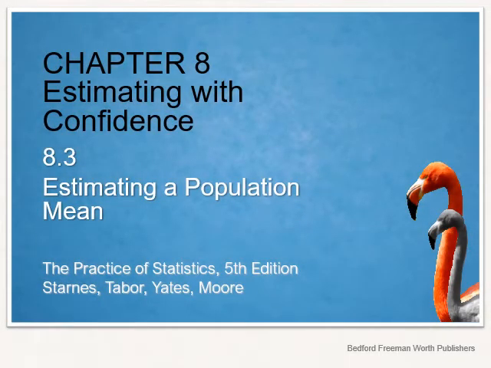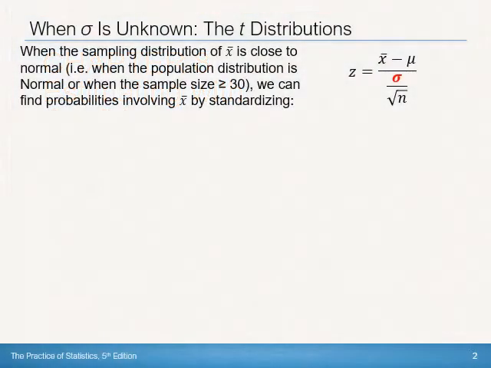Okay, this is the first part of section 8.3, estimating a population mean using a confidence interval. All right, so if you look, I'm trying to explain here the new t-distribution. The sampling distribution of x bar is sometimes normally distributed. We know if the population's normal, the sampling distribution of x bar will be normal. If we know our sample size is big enough, 30 or more, then we know it will be approximately normal. So here is how we standardize.